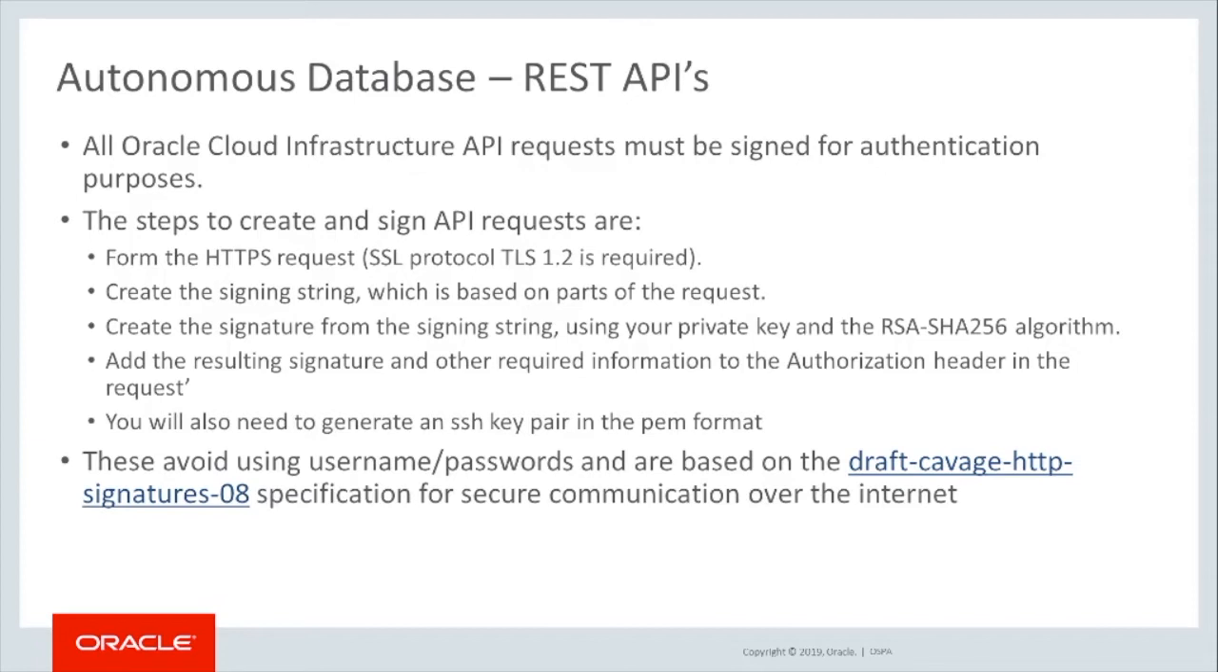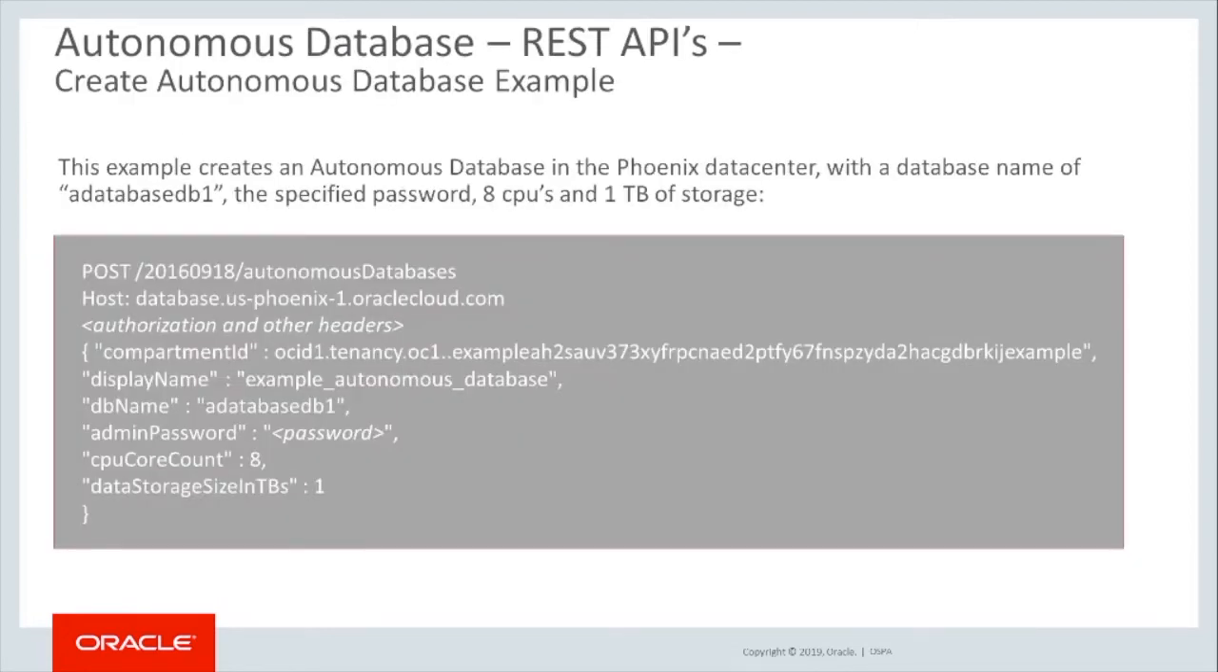You will also need to generate an SSH key pair in the PEM format. This example creates an autonomous database in the Phoenix Data Center with a database name of ADATAB ASCDB1, the specified password, 8 CPUs, and 1 TB of storage.